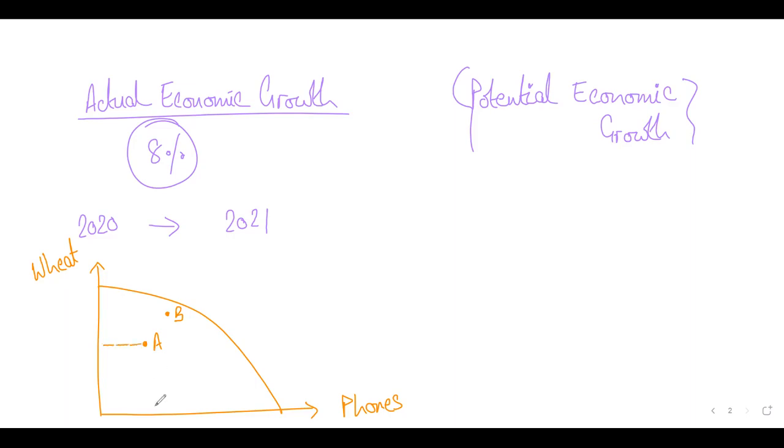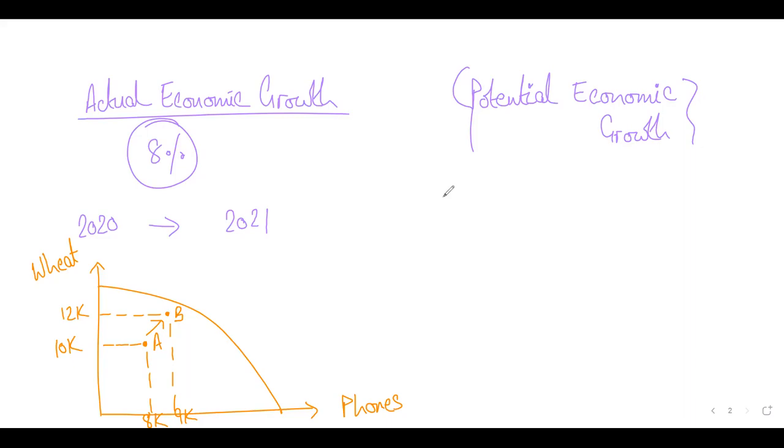Let's say at point A, a country was producing 10,000 tons of wheat and, let's say, 8,000 tons of phones. Now, when it moves from A to B, let's say phone production would increase from 8 to 9,000 and wheat production would increase from 10 to 12,000. Now, this is actual increase. You have moved from a point within the PPC to a point towards the PPC. Now, this is actual economic growth.